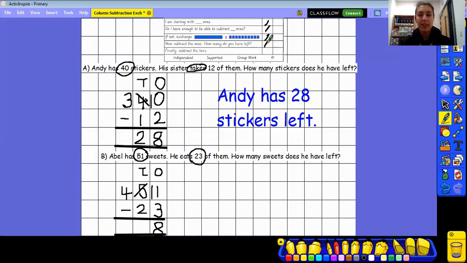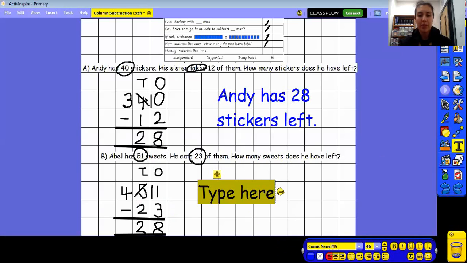Now that I've finally worked out how many ones I've got left, I can move on to my tens. And I've got 4 tens now. Take away 2, that leaves me with 2 tens left. So that means that 51 sweets, take away 23, leaves Abel with 28 sweets. How funny that we got the same answer for both of those questions. Wasn't expecting that. So now I write Abel has 28.